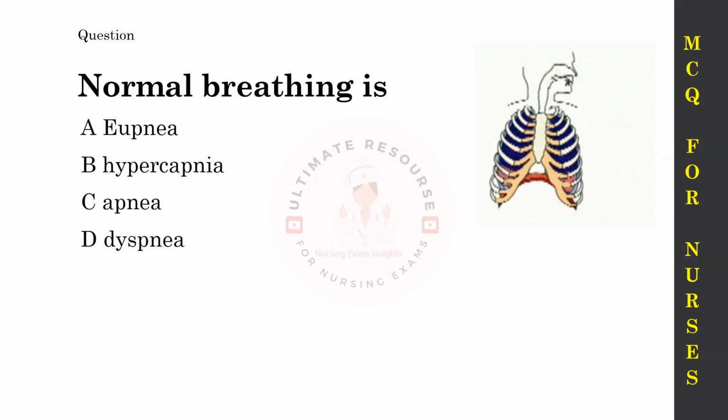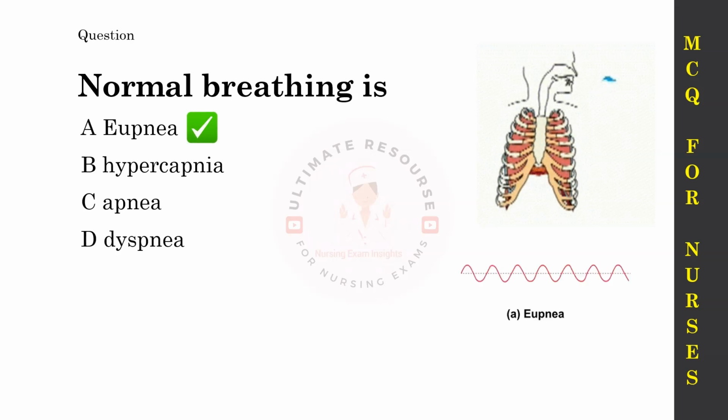Normal breathing is. Options are A. Eupnea, B. Hypercapnia, C. Apnea, D. Dyspnea. The answer is A. Eupnea.